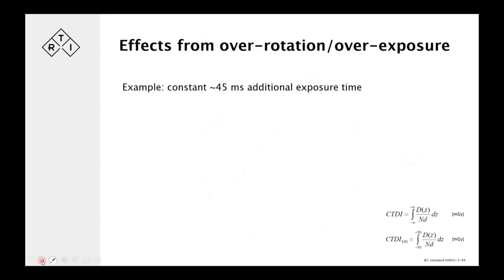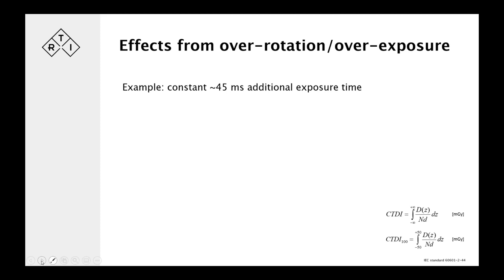We had the opportunity a couple of years ago to measure on a standard machine which is out in the market. I won't say which one, where we found that there was an over rotation or over exposure. We thought it was an over rotation, but we found that the additional exposure time was 45 milliseconds, and it was constant, regardless of the rotation time. We had a 45 millisecond additional exposure.